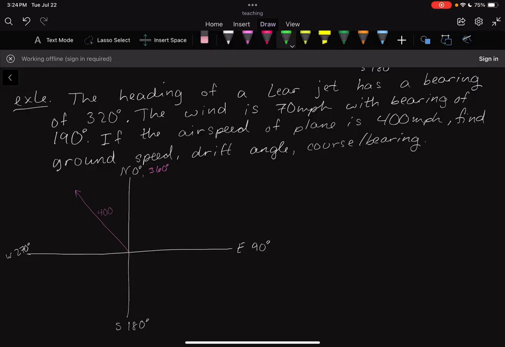Now the wind is 70 miles per hour with a bearing of 190. So 190, if I drew it from the middle, is something like this. So I'm going to draw that on the other side of my vector. I don't want it too long because it's just the wind. So I'm just going to shorten it a little bit. Okay.